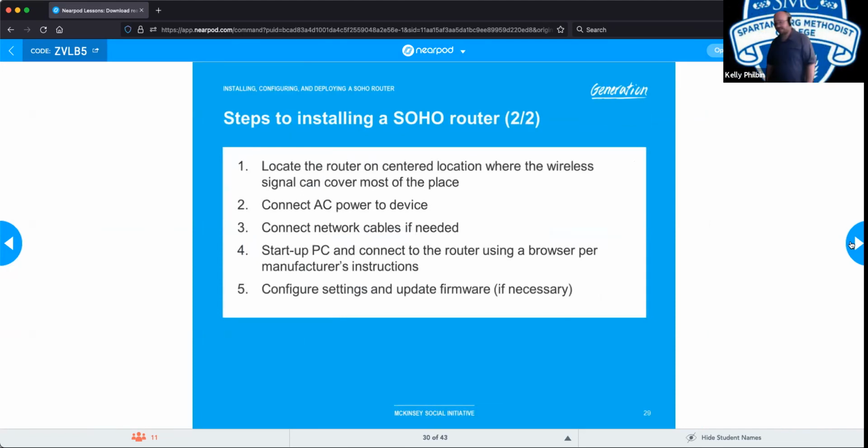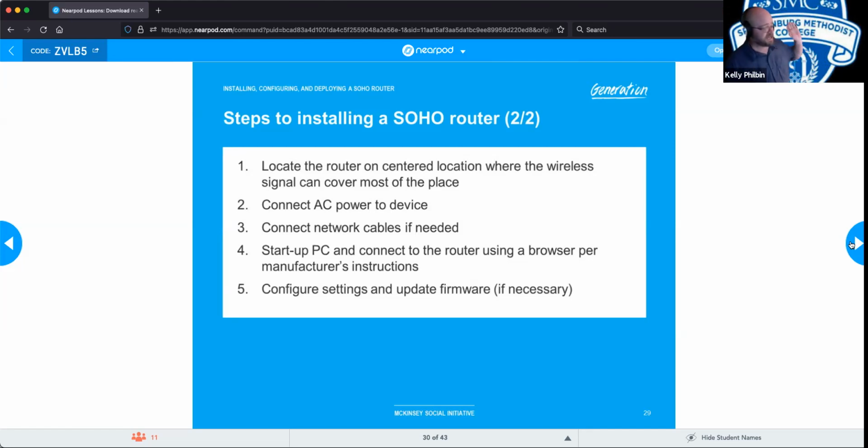All right, steps to installing your router. Locate the router in a central location where the wireless signal can spread out and promulgate throughout as much of the building as possible. Connect your AC power device, connect network cables if needed, start up your PC and connect the router directly to it, and use the manufacturer's instructions. Configure the settings and update any firmware as necessary.